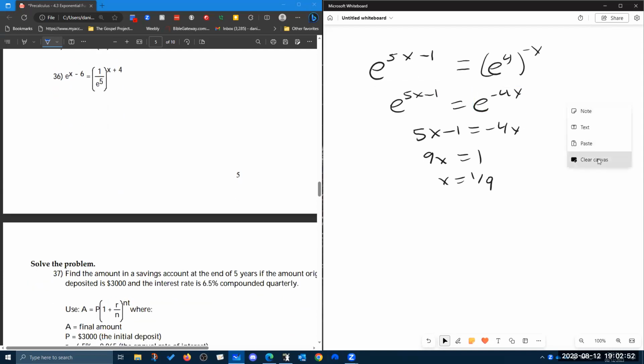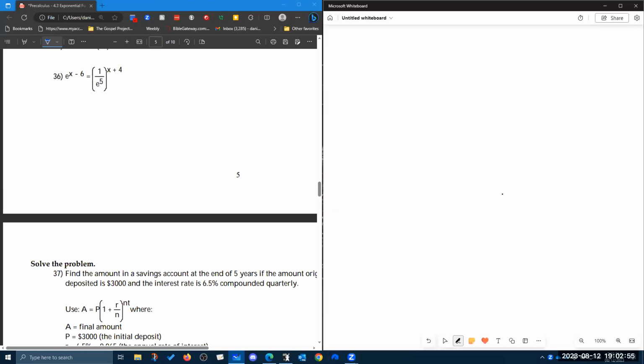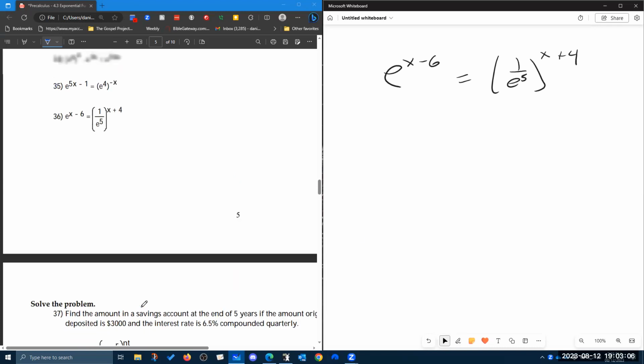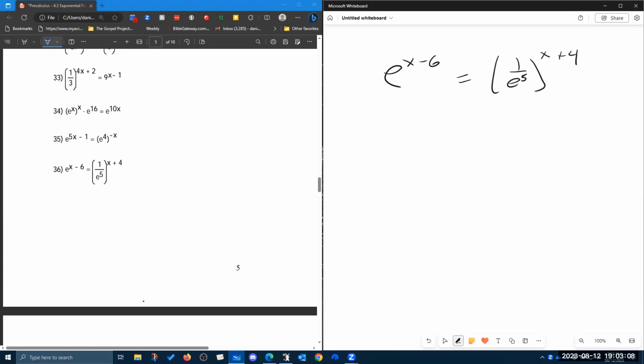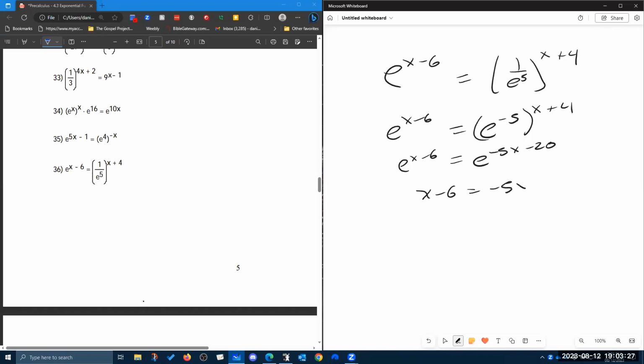We're going to finish up with number 36 here. E to the x minus 6 is equal to 1 over e to the 5th raised to the x plus 4. This is going to be e to the x minus 6, e to the negative 5th raised to the x plus 4, so e to the x minus 6 equals e to the negative 5x minus 20. X minus 6 equals negative 5x minus 20.